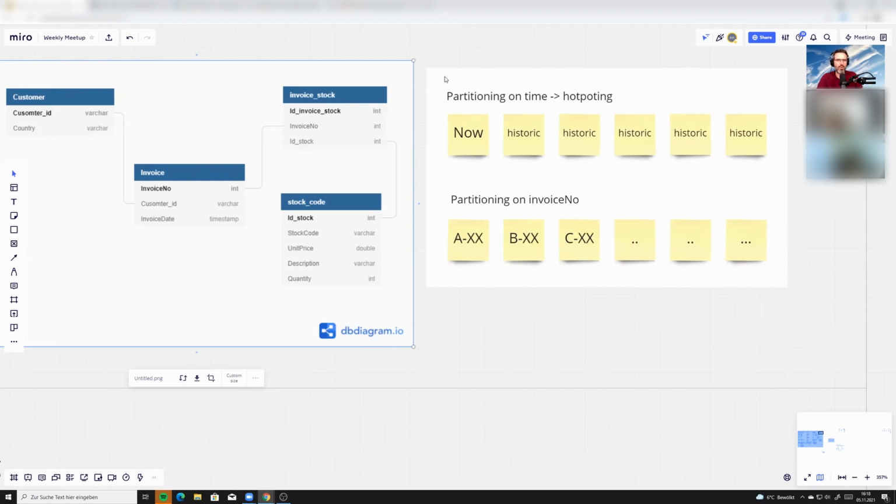Where this is very important is whenever you work with time series data, because naturally the data is written by time, and the time is incrementing. What would happen if you partition this by the time column is that everything would go just into your, let's say, current partition, where all the new data is. And then at some point this would maybe get split, and then you would have some historic data partitions.